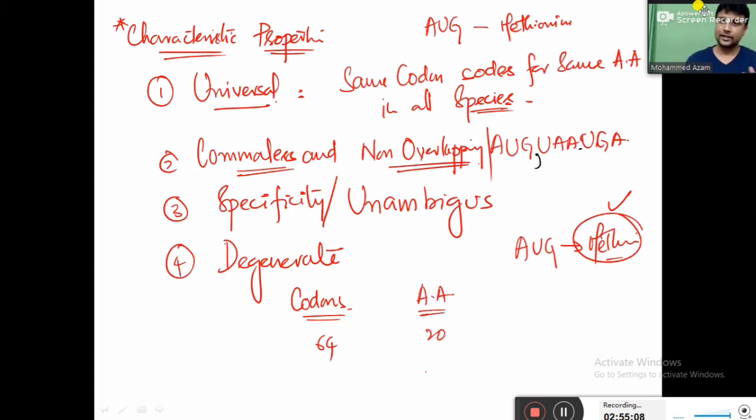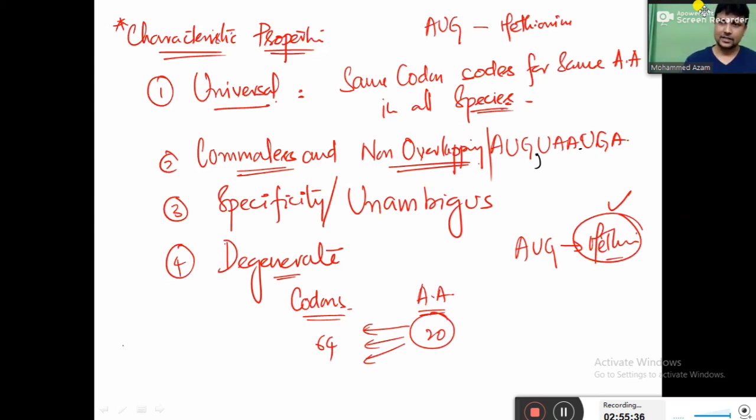Come on, guys, think the other way around. One amino acid can be coded by more than one codon. In total, how many codons? 64 codons. So therefore, fewer amino acids. So I can say that one amino acid can be coded by more than one codon. We have more codons. That is why that property is known as degenerate. One amino acid can be coded by more than one codon. That is known as degenerate.